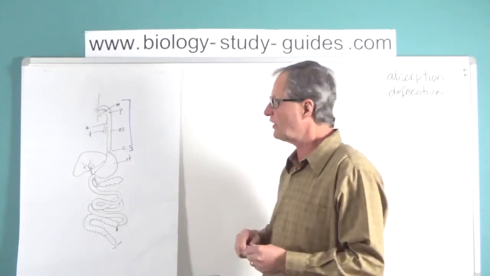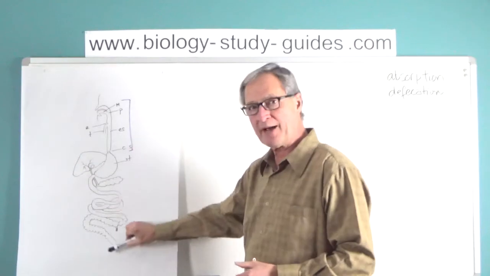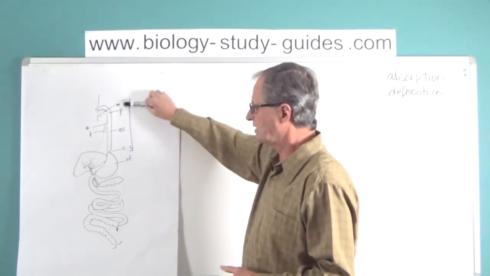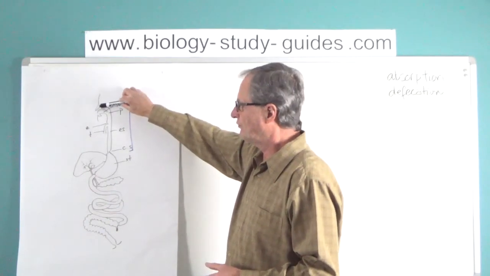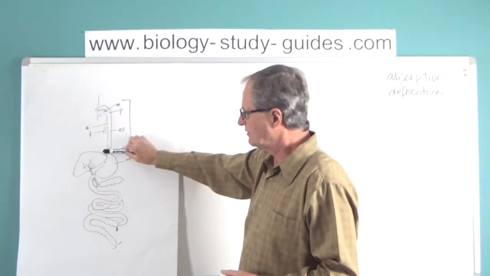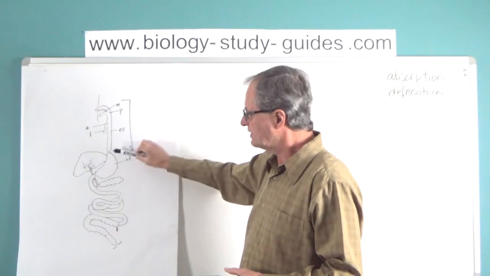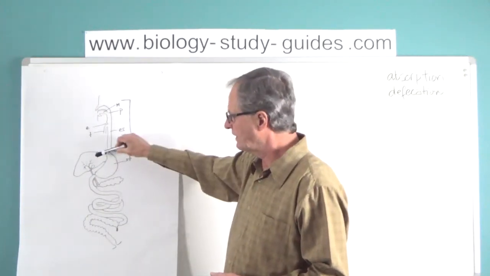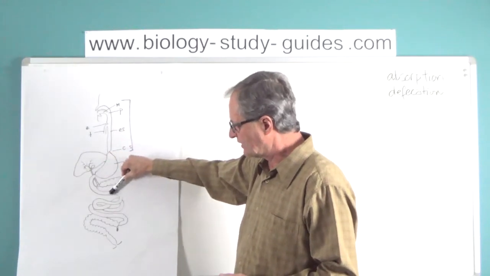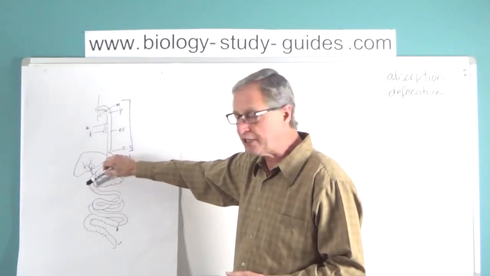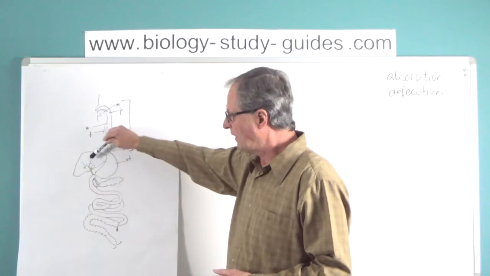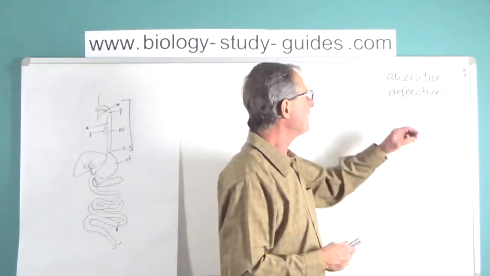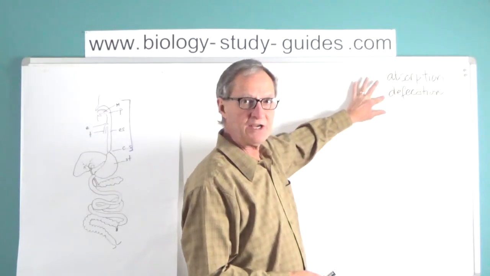Video number 1 started with this diagram. And in video number 1 we dealt with this part of the digestive system where food went through the mouth and down the esophagus. The second video dealt with what went on in the stomach. The third one considered the digestive actions in the duodenum. The fourth one, the pancreas and the liver. This one focuses on absorption and defecation.